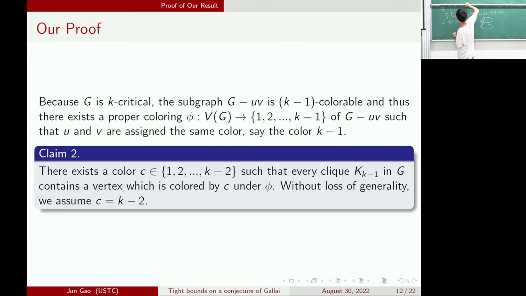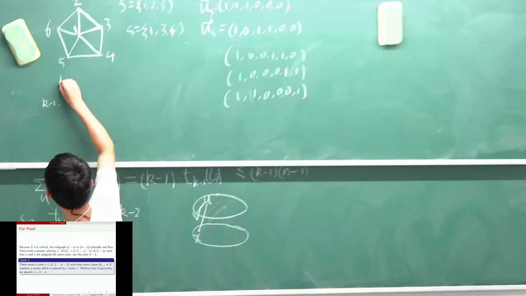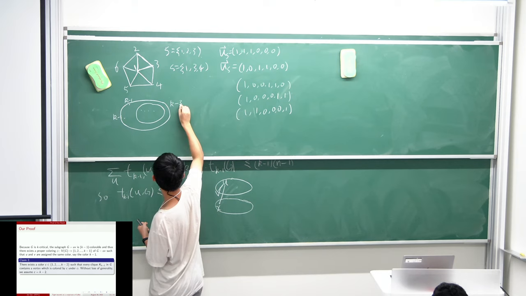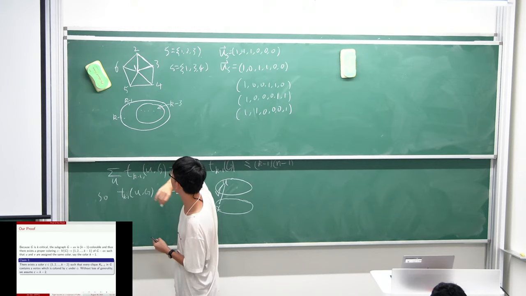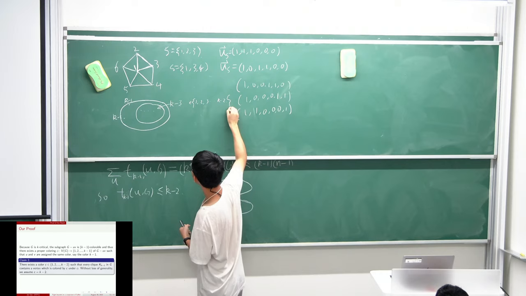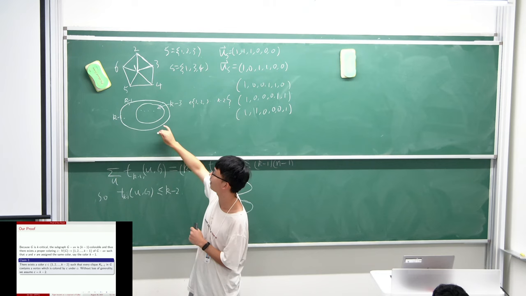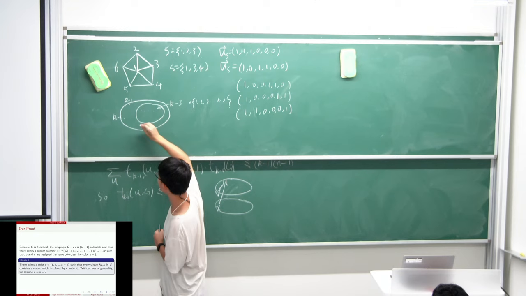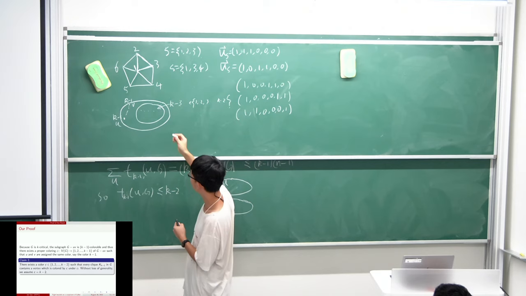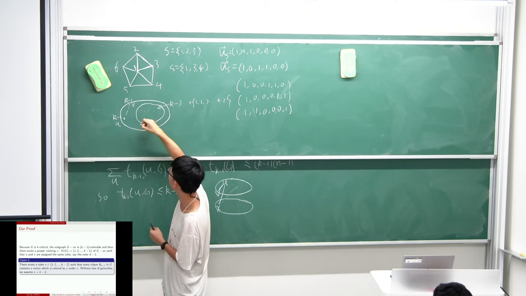Whatever the color is, K minus 1. If the clique contains UV, then here are K minus 3 other vertices. They have different colors, and different from K minus 1. So these colors all belong to 1, 2, 3, up to K minus 2. So for any such clique, we will miss exactly one color. This clique has two vertices, U and V, with the same color, and the other vertices have different colors from this one. So we will miss one color.